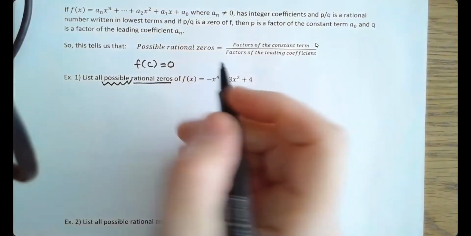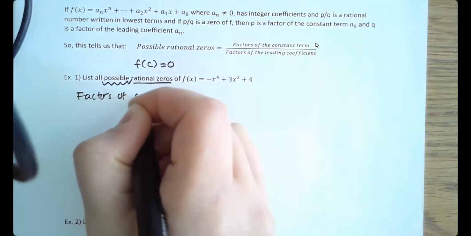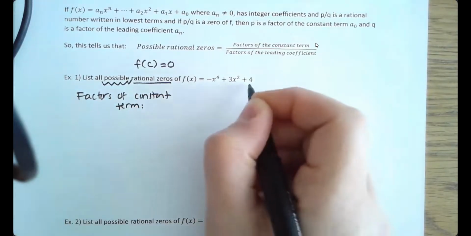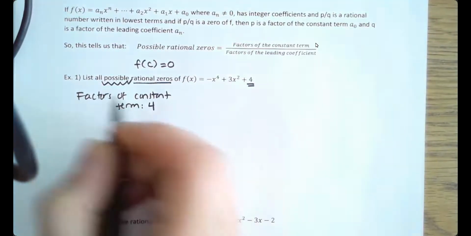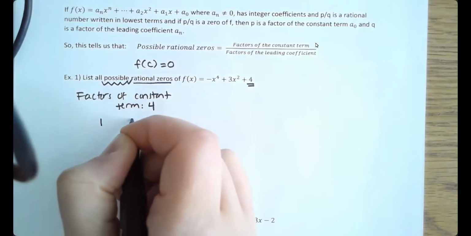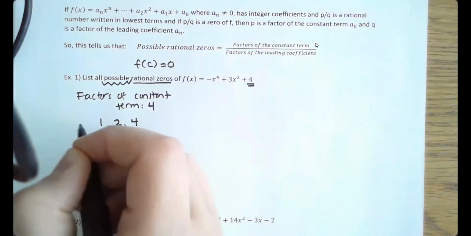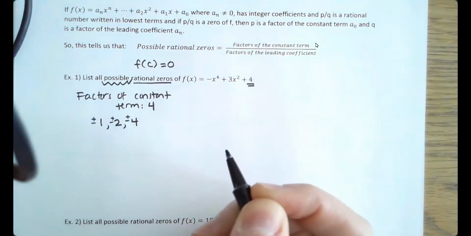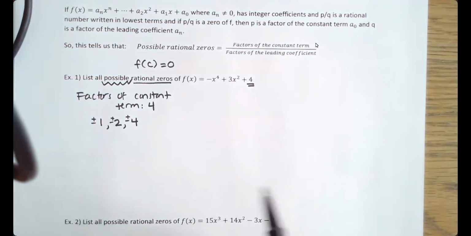So what you do is you first look at the factors of your constant term. Now our constant term here is 4. So if you think about 4, well, 1 times 4 is 4, and also 2 times 2. So there's 3 main factors here, but they also could be plus or minus, because you could do -1 times -4 or -2 times -2. So when you're talking about factors, we do include negatives as well.